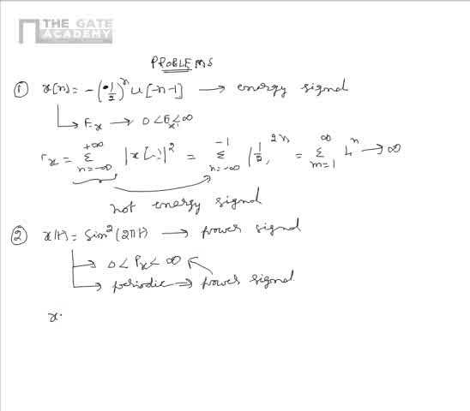So, the given signal can be written as x of t equal to sine square 2 pi t, which can further be modified as (1 plus cos 4 pi t) divided by 2. We see that from this the given signal is periodic with a period of 1/2 second. From this we see that the given signal is periodic, hence the signal is a power signal.